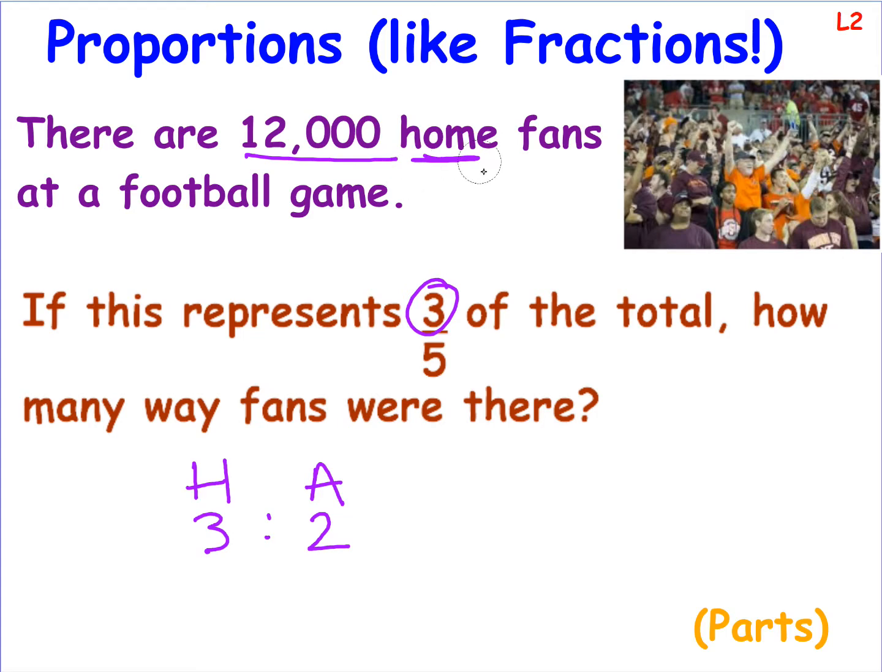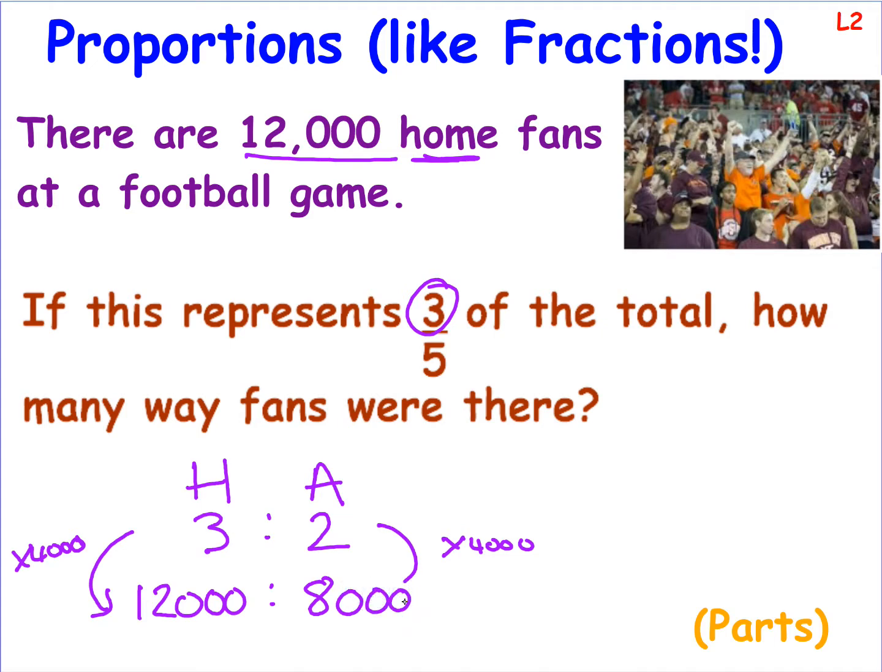Now, the 12,000 home fans have to go under the home side of our ratio, so the 12,000 goes here. We need to find our scale. How did I get from 3 to 12,000? Divide 12,000 by the 3 and you get 4,000 as your scale. What you do to one side, you do to the other, leaving 8,000 away fans. How many fans in total were there? Then add the two together. 12,000 plus 8,000 means a crowd of 20,000 fans.